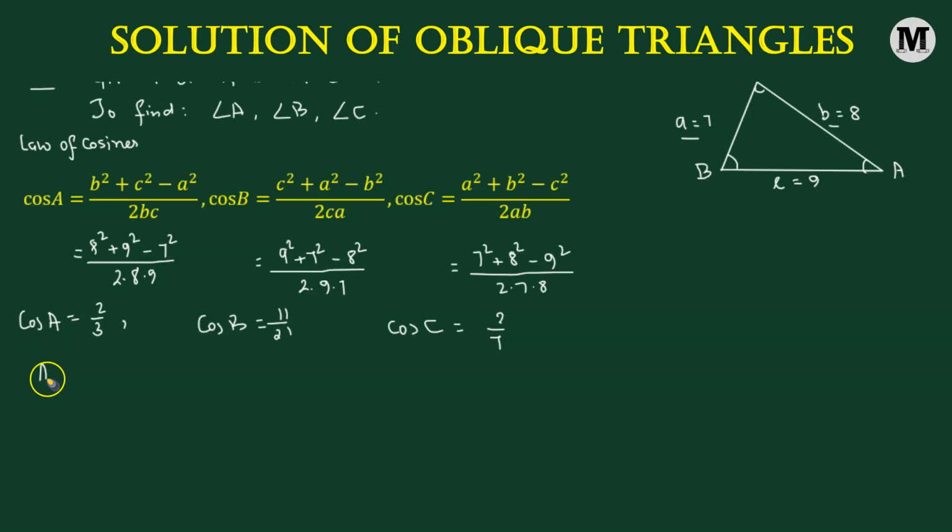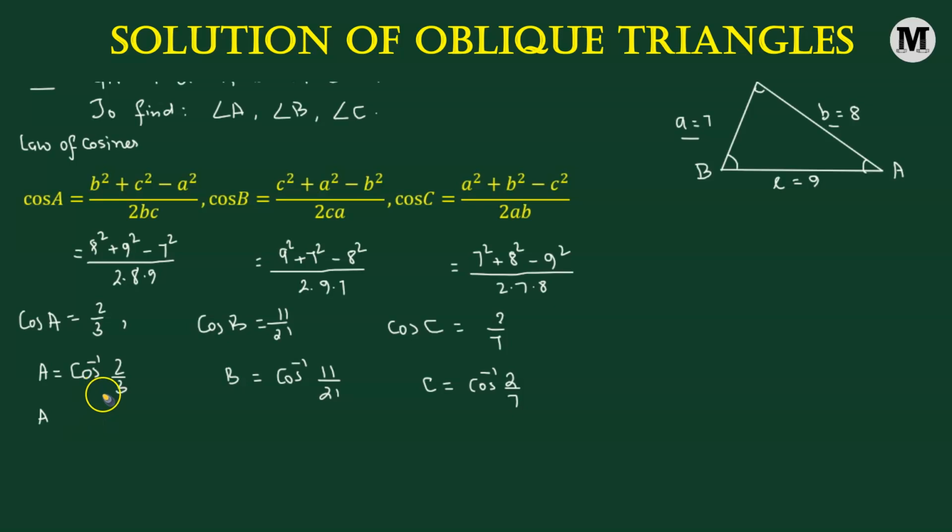So what we'll do, we're going to take the inverse cosine function such that A is going to be equal to cosine inverse of 2 over 3. Then B is going to be equal to cosine inverse of 11 over 21. And then C is going to be equal to cosine inverse of 2 over 7. Okay, so let's use a calculator.